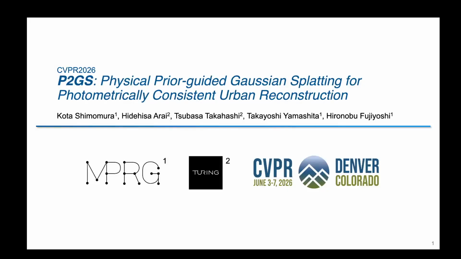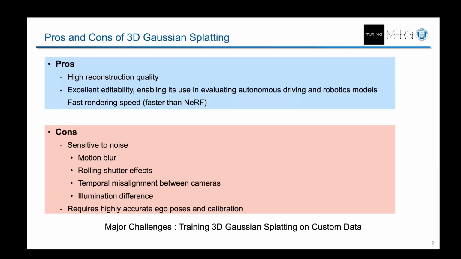In this project, we introduce P2GS, physical prior-guided Gaussian splatting for photometrically consistent urban reconstruction. 3D Gaussian splatting provides high reconstruction quality and fast rendering. It is also highly editable, making it suitable for simulation tasks.